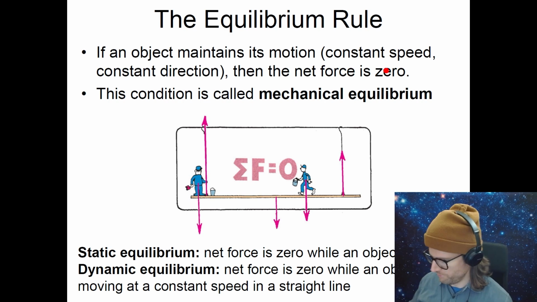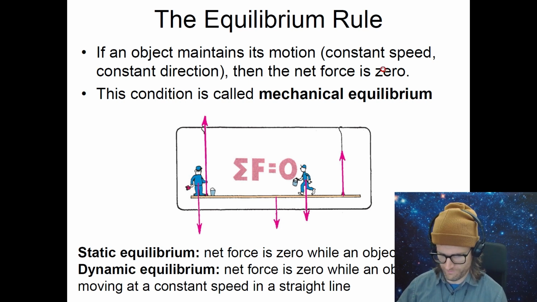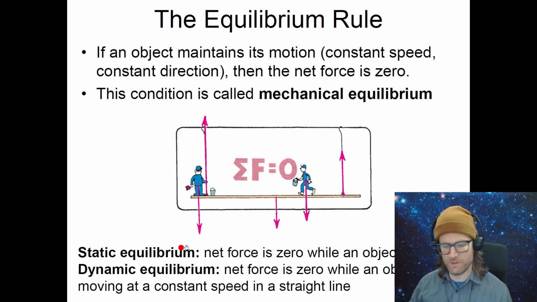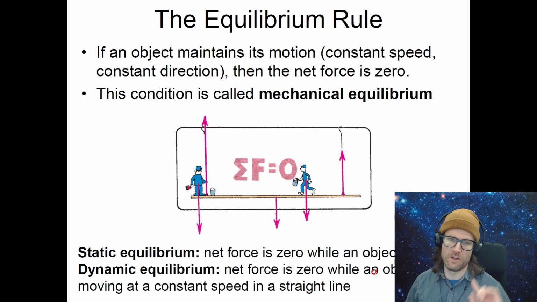That's the equilibrium rule. Okay, so there's static equilibrium, where the net force is 0 while the object is at rest. There's also dynamic equilibrium, where the net force is 0, but the object is moving at a constant speed in a straight line.